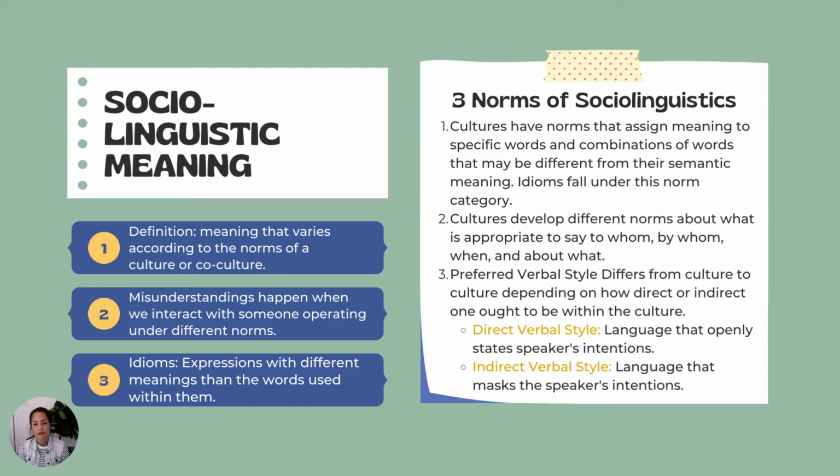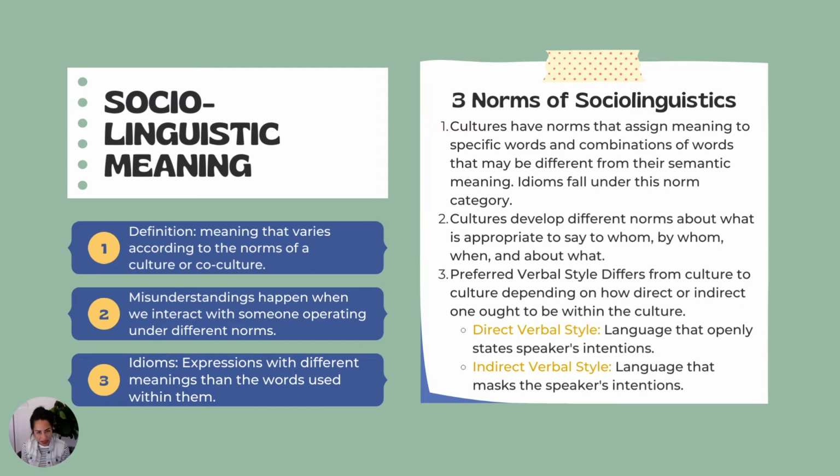Okay, and then we have preferred verbal styles. This differs from culture to culture depending on how direct or indirect one ought to be within the culture. So this has a lot to do again with those cultural variations. We're taught throughout our past experiences if we should be direct or indirect, and a lot of times, especially our co-cultures really influence that. Like the dominant culture of America, technically we would be a direct verbal style, like you say what you mean, right? But when we really think about it, a lot of us are indirect, and that's why misunderstandings happen.